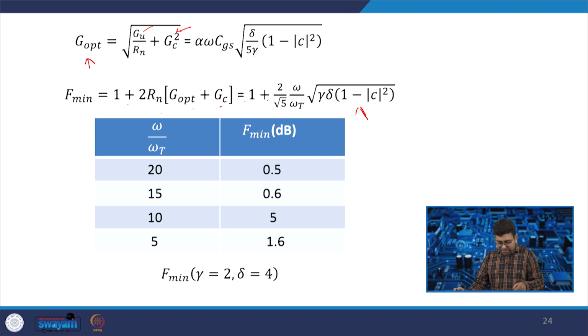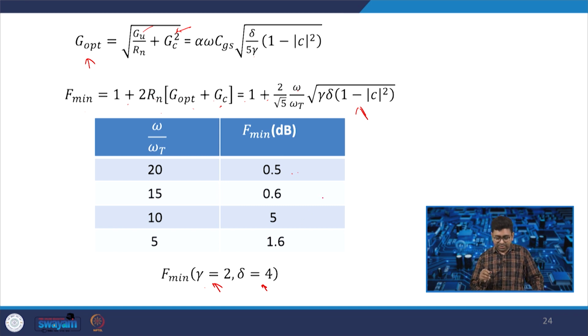Now, for different values of omega by omega t, here omega by omega t is 20, and you will get F min equal to 0.5. In order to find F min, gamma is considered as 2 and delta is equal to 4, and based on the value of omega by omega t, we get F min. For omega by omega t of 20, we get F min of 0.5, and C is the correlation coefficient. How much correlation there is between the gate and drain noise currents is given by the correlation coefficient C. So, based on the value of omega by omega t, you will get F min.